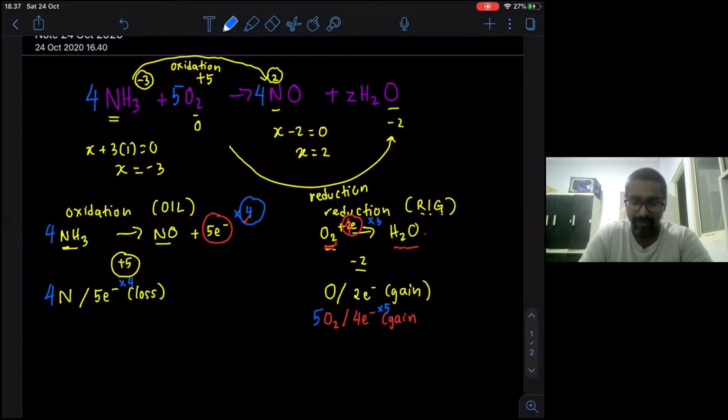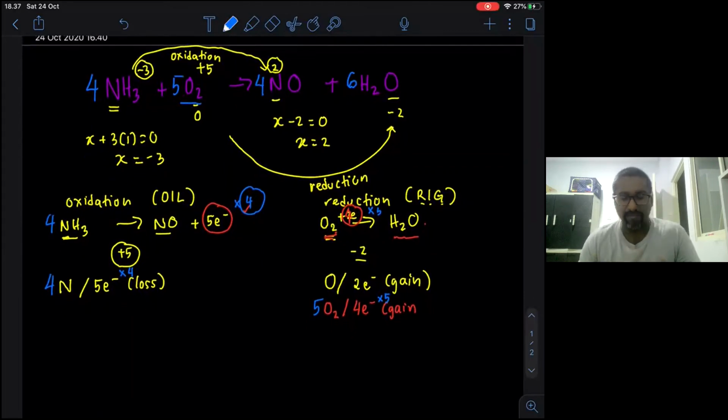4 nitrogen. And then the next is to balance the oxygen. You can see here, there are 10 oxygen on the left. Here I have 4, so I need 6 more. I just need to put 6 there. And the last thing is to check the hydrogen. There's 12 hydrogen here, and 12 here. So we have balanced the reaction by using the oxidation number. This is the balanced reaction.